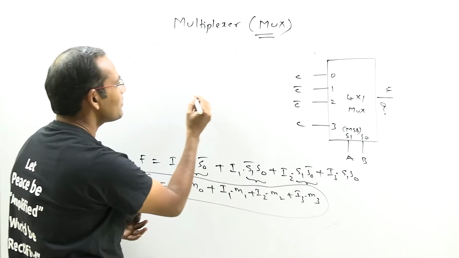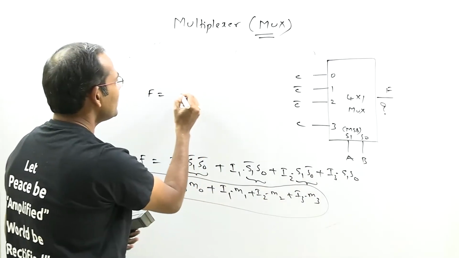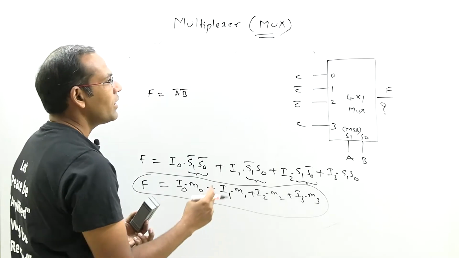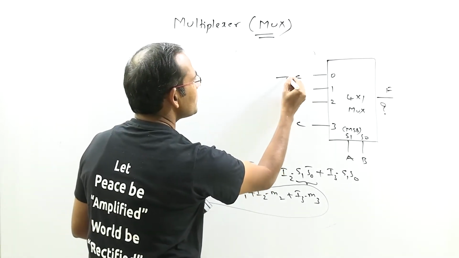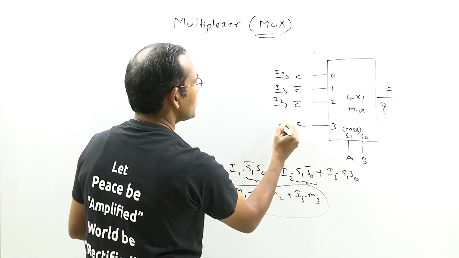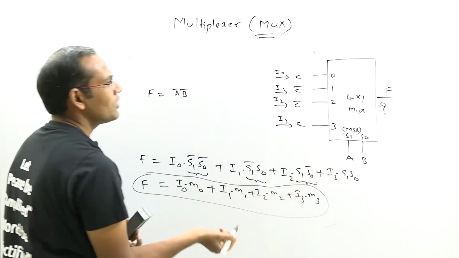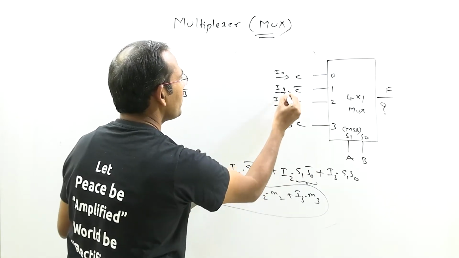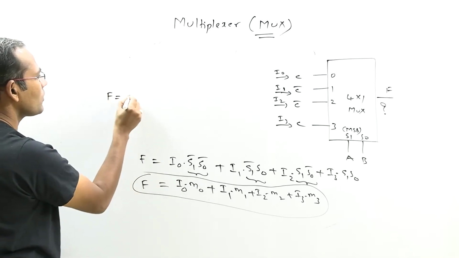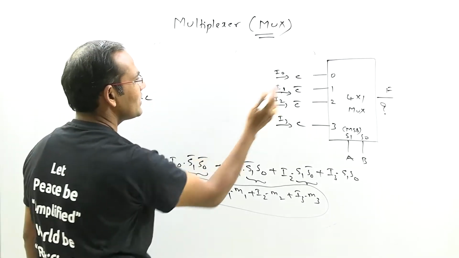So first write minterm 0. Minterm 0 is A bar, B bar. And this one is input 0. This is input 1. This is input 2. This is input 3. See the numbering: 0 means I0, 1 means I1, like this. So here minterm 0 is A bar, B bar, and the input I0 is C.